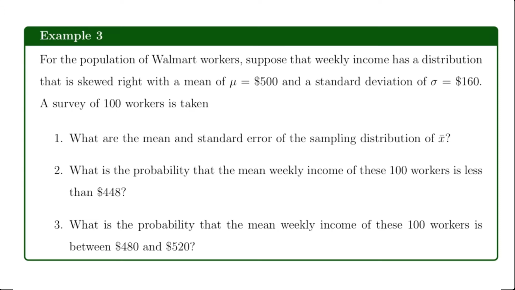All right, welcome to another example on sampling distributions and standard error. In this example, for the population of Walmart workers, suppose the weekly income has a distribution that's skewed right with a mean of $500, and a standard deviation of 160. Keep in mind that the standard deviation told to us here is the standard deviation of the population. Then we take a survey of 100 workers. Question one: what's the mean and the standard error of the sampling distribution?